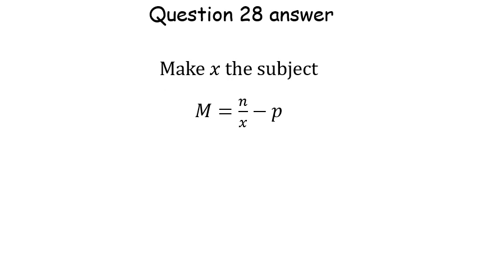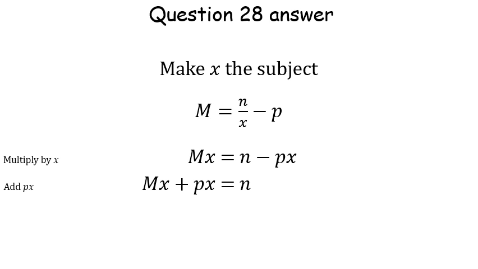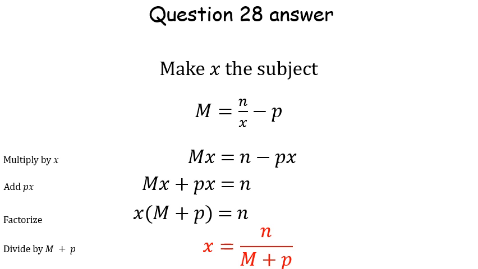Question 28. I multiplied both sides by x to get it out of the denominator. I then added px to both sides so that the x terms were on the same side of the equal sign. I then factorised out so that I could divide both sides by m plus p, getting x equals n over m plus p.